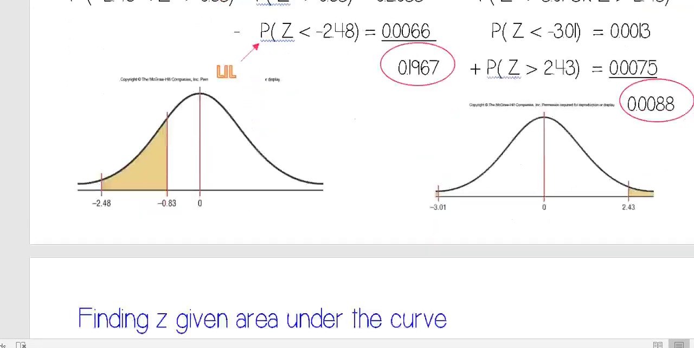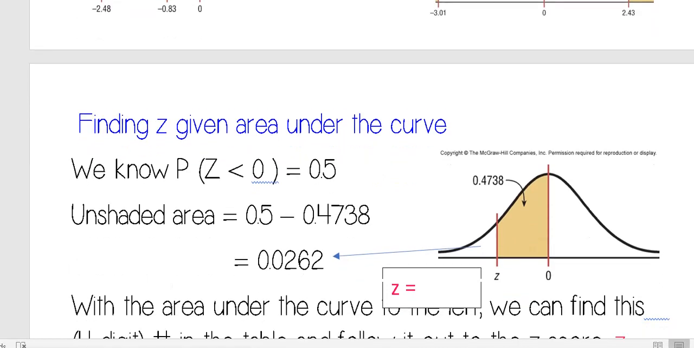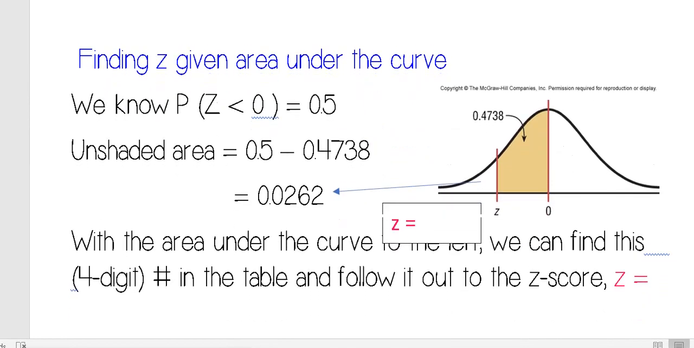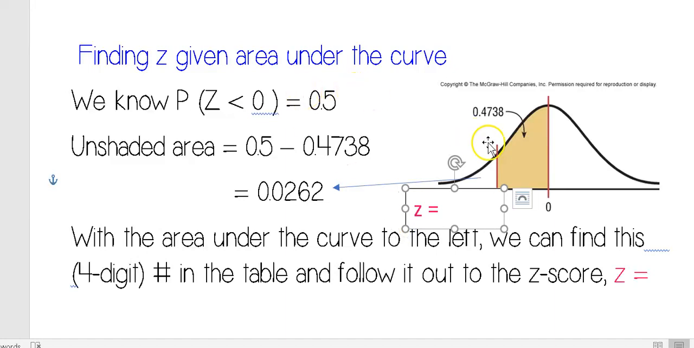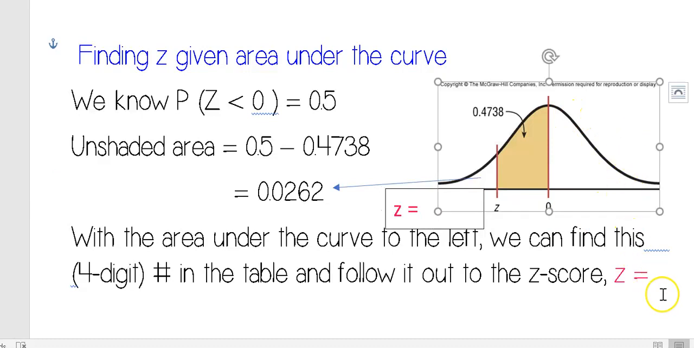Okay, moving on, we will now find a z-score given an area under the curve. So my editing got changed in this document, so let me just tweak a little bit here. Okay, so we have to find the z-score such that the area under the curve between 0 and z, some negative value, is 0.4738.